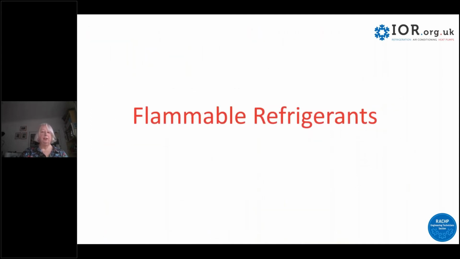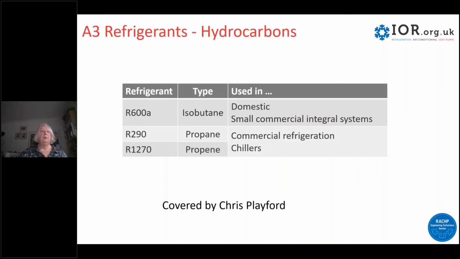So looking at the flammable refrigerants in more detail, starting with the hydrocarbons, I'm only going to talk about these really in outline because Chris is going to talk more about the hydrocarbons, but you've got three that we predominantly use. Isobutane, R600A, is used very widely in domestic refrigerators now. It's really only the American ones that don't use R600A, but it's also used in some small commercial integral type systems. R290 is propane and R1270 is propene or propylene. They're used in larger commercial systems such as integrals, but also chillers and other small systems. But as I said, Chris is going to talk more about the hydrocarbons.